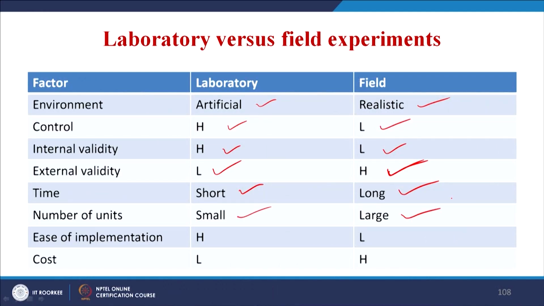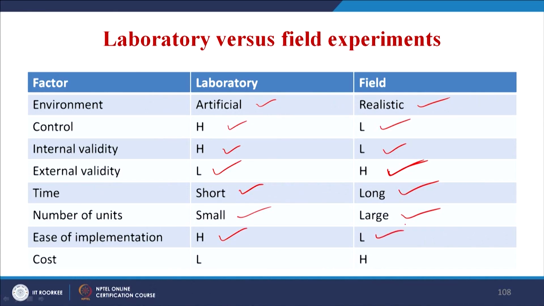Time, this is short and it takes a long time, right. Units, small, large, right, the large population you have to test, because to make the study more reliable, you may have to extend the test and the number of samples. Ease of implementation is high, and this is low, because obviously it is tricky to work in real time in a field. The cost is low here and high. So, these are some of the basic differences.